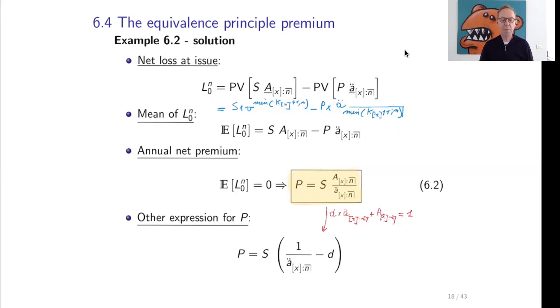What is then the annual net premium? Well, the expected loss has to be equal to 0. So that means that our premium is S times A_{x:n} divided by ä_{x:n}. And if you still remember, there was a relation between the actuarial value of an endowment insurance and the actuarial value of an annuity. And this was the relation that we have seen before. So if we use this relation in expression 6.2, we can also write the premium as a function of S and the actuarial value of an annuity.